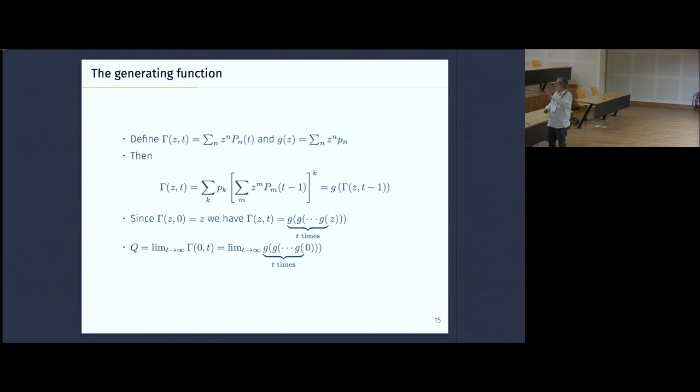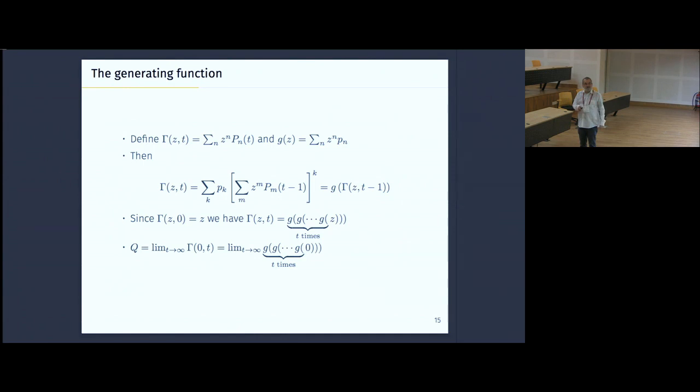So you can propagate the generating function over the generations by this function g. We started with only one individual. With one individual, the generating function here at time 0 is simply equal to z.